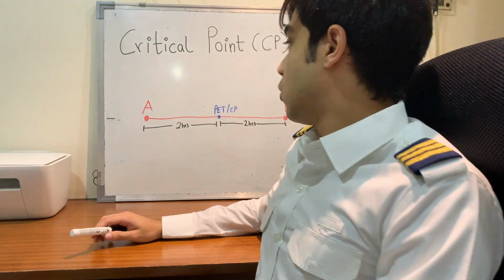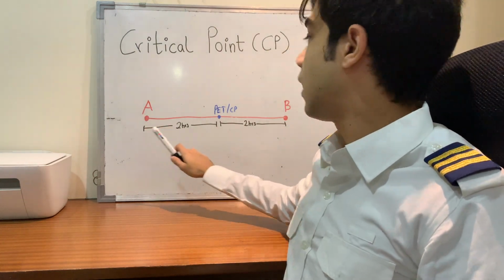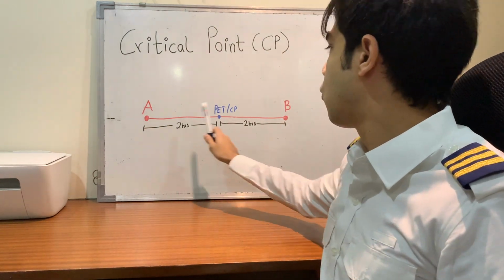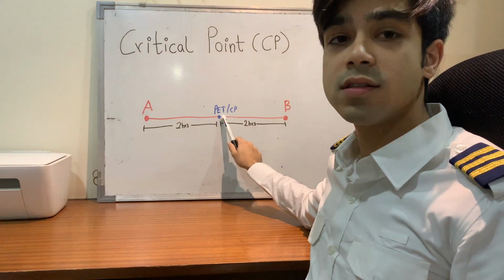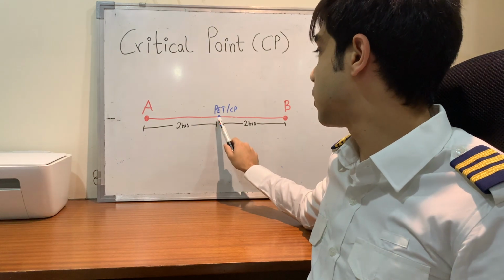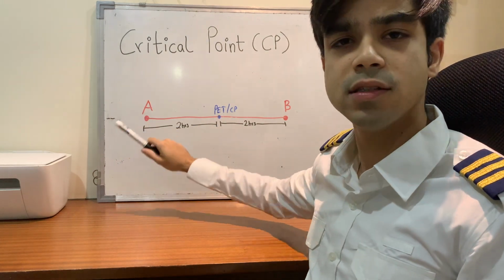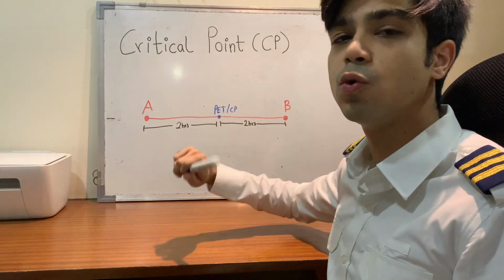As you can see, we have an airport A and an airport B, which are 4 hours away from each other. This is our CP or PET, which is the point of equal time. From here, A is 2 hours and B is also 2 hours.